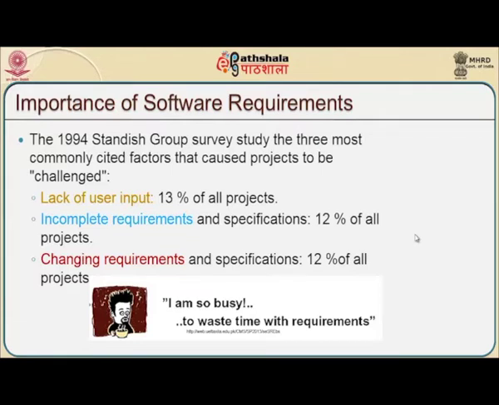Sometimes people might feel, I am so busy, I do not want to waste much of my time collecting all the requirements in the beginning. Because of this attitude, sometimes we may end up in issues in projects, where many times requirements are not collected completely or not fulfilled. So, that might lead to a bad result, a cost overrun or a time overrun.